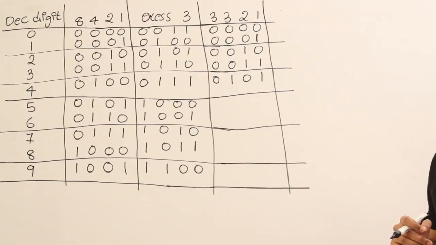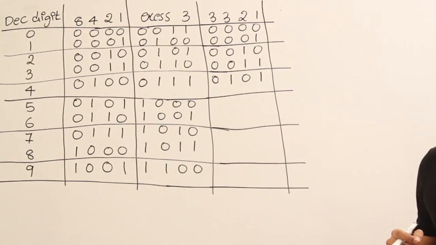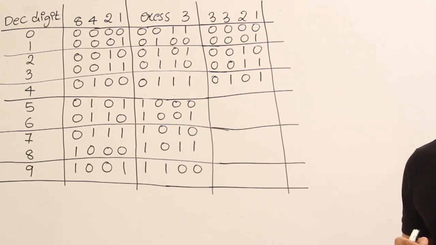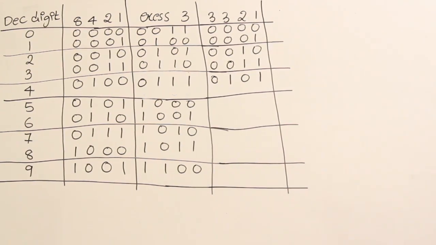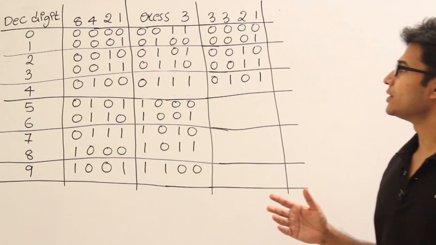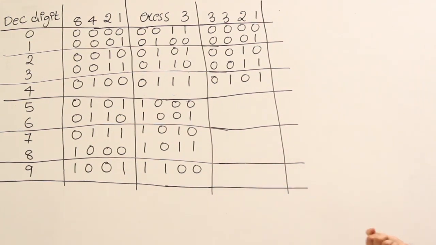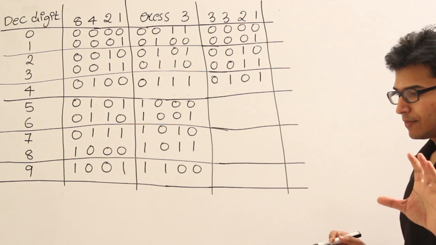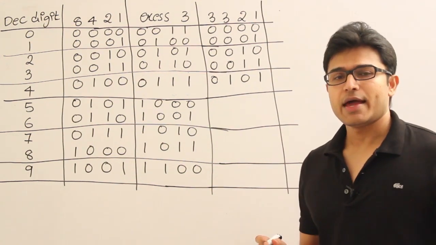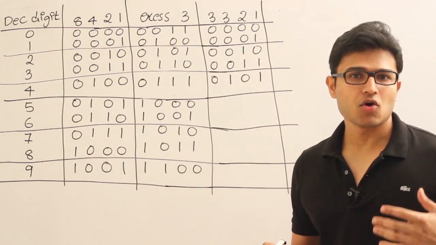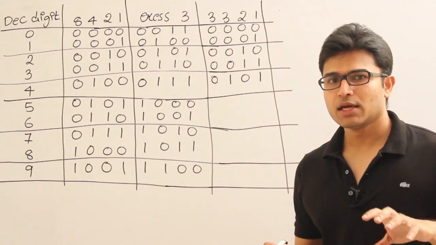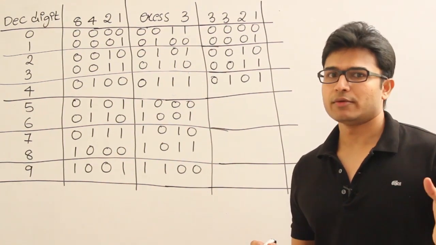Now let's see how decimal numbers are represented in various representations. One is 8421, that is normal BCD, and the other one is XS3, and the other one is 3321. So there are various codes. First of all, the main challenge here is we have 10 different numbers in decimal, and so we need 10 different combinations of ones and zeros to assign to each one of them.